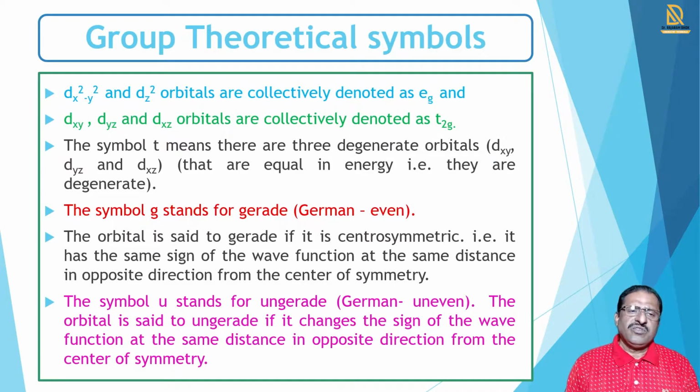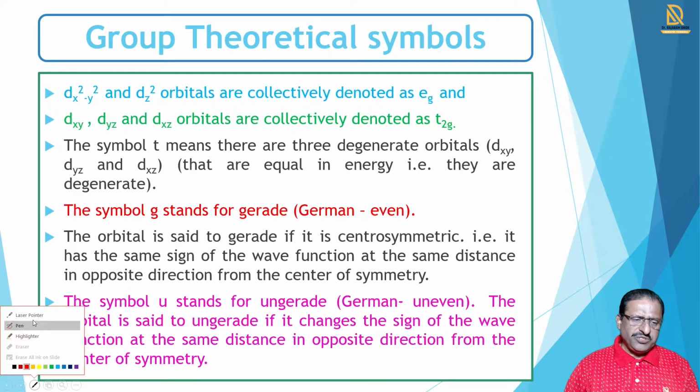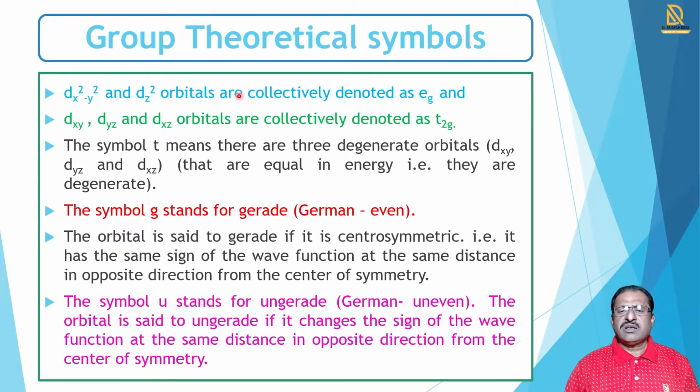In the group theoretical symbols, firstly we see that dx² - y² and dz² orbitals are of one type of symmetry, and they are collectively denoted as the Eg group of orbitals. Then the remaining 3 d orbitals, dxy, dyz and dxz, are collectively denoted as T2g orbitals.